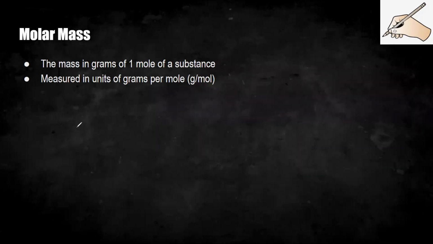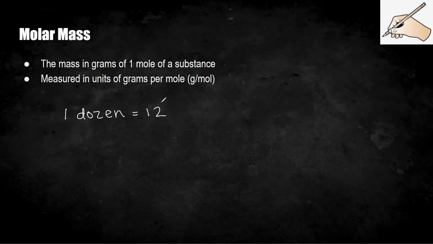So as a review, if you watched my video on moles and Avogadro's number, just like 1 dozen is always going to be equal to 12 units of whatever you have a dozen of, and a pair is always going to be equal to 2, 1 mole is always going to be equal to 6.022 times 10 to the 23rd units of that thing.